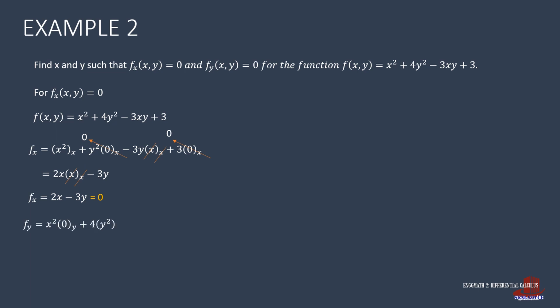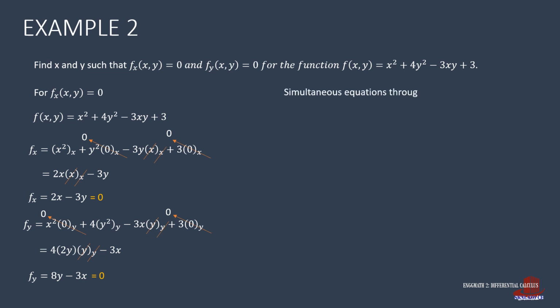Next is to find the equation of f sub y, which is x squared times the derivative of 0 plus 4 times the derivative of y squared minus 3x times the derivative of y plus 3 times the derivative of 0. Here again, dy over dy is 1, reducing the function into 4 times 2y with dy over dy minus 3x. dy over dy cancel out. From here, we have the final f sub y as 8y minus 3x. And again, this is equated to 0.